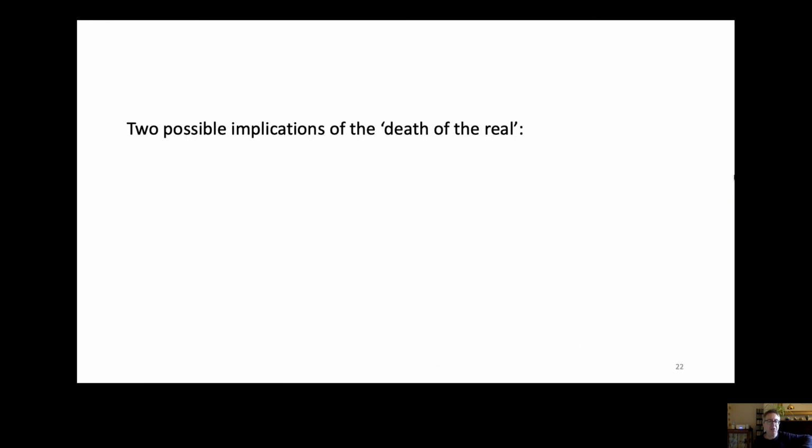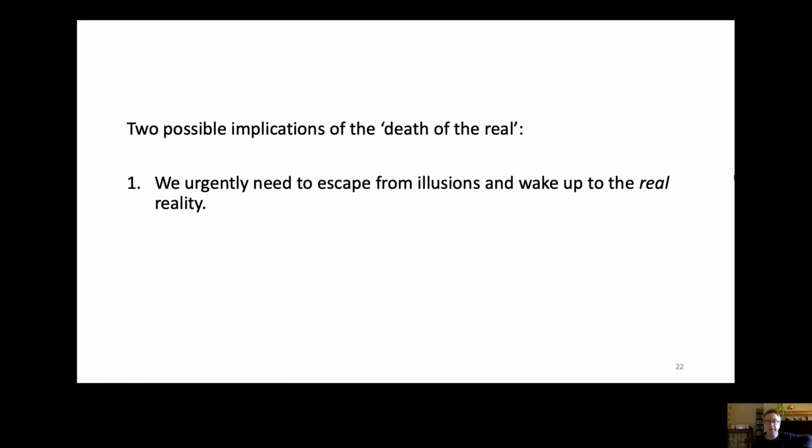What are the implications of the notion that reality isn't real? How should we react to this news? One way of reacting to it would be to say, well, we need to escape from illusions. It's time to wake up to the real reality. It's a crisis that absolutely needs an urgent solution. So that would be one way of reacting to reports of the death of the real.